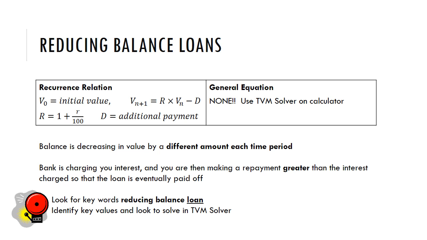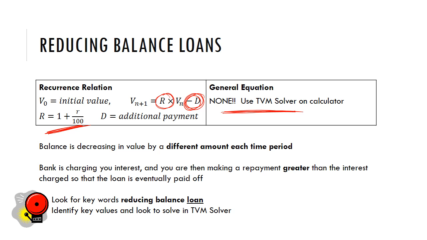The next and most common type of application of these sorts of compound interest with payments is looking at reducing balance loans, and this is what most of us are used to seeing. So our balance is decreasing over time. We're paying the same amount into the bank, but it's reducing by a different amount each time period, so there isn't that constant amount. We have both interest being charged by the bank and payments being made by us off the loan. Our R value is calculated the same way, and again, we don't have a general rule.